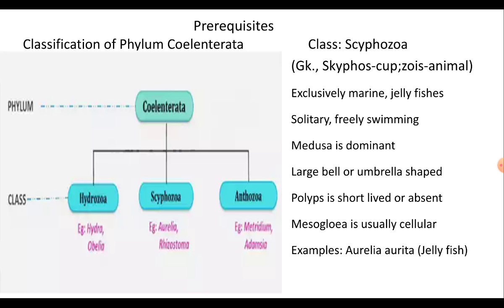Students, let us know some of the features of Scyphozoans. They are exclusively marine and free living forms. They are single, that is, solitary forms. In this class, the medusae stage is dominant and the polyp stage is short-lived or may be absent. They have an umbrella-shaped or cup-shaped body. Between the body wall layers, the mesoglea contains a cellular matrix and the entire body is gelatinous in nature. The best example studied from this class is Aurelia aurita.